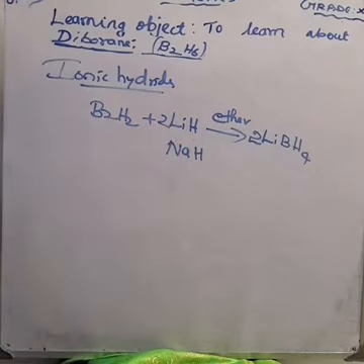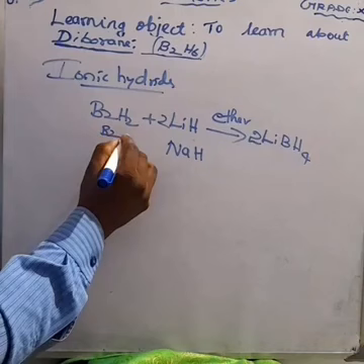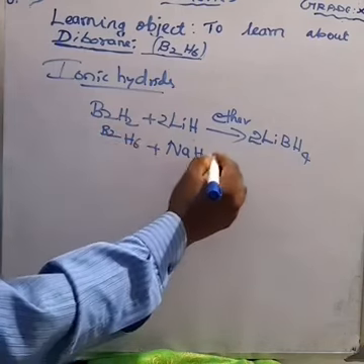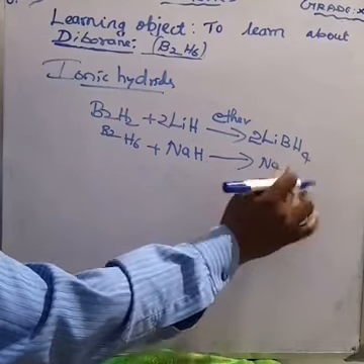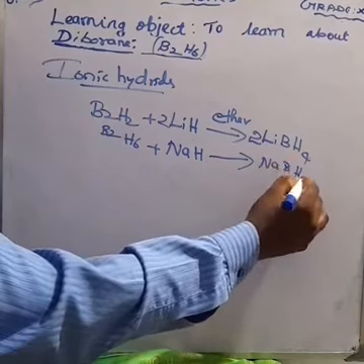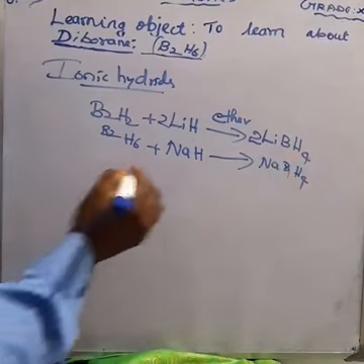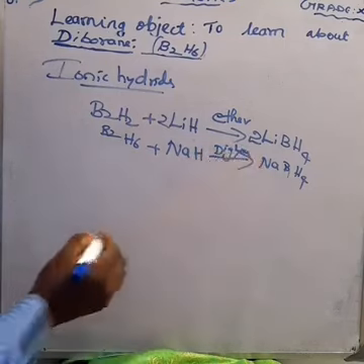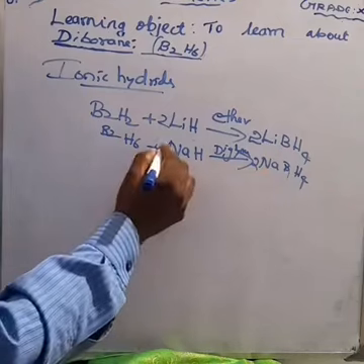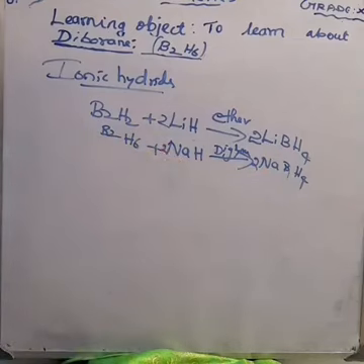Next, diborane reacts with sodium hydride, we get sodium borohydride. What is the formula? NaBH4, sodium borohydride, in the presence of diglyme. Already we learned about the diglyme. So how can you balance the equation? 2 boron, 2 boron, 2 sodium, 2 sodium. Equation is balanced.